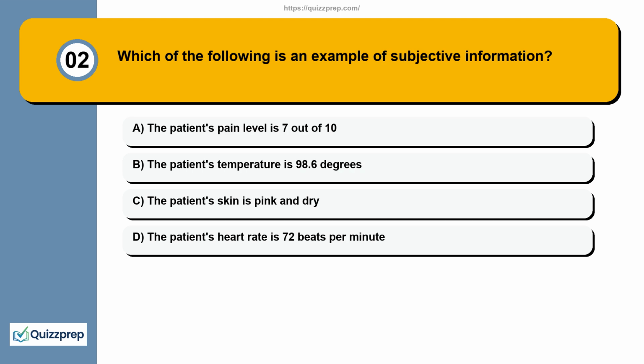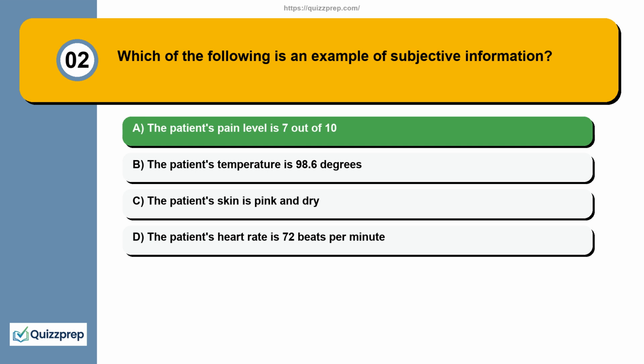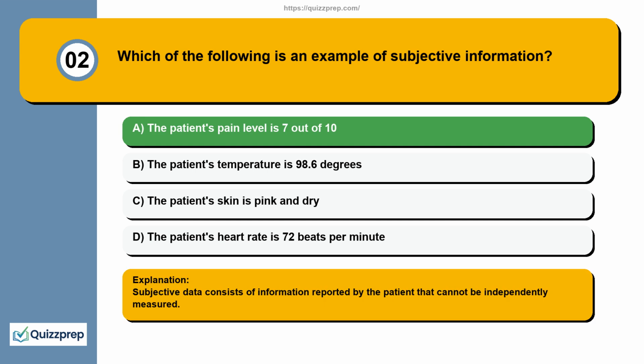Question 2. Which of the following is an example of subjective information? The patient's pain level is 7 out of 10. The patient's temperature is 98.6 degrees. The patient's skin is pink and dry. The patient's heart rate is 72 beats per minute. Subjective data consists of information reported by the patient that cannot be independently measured.